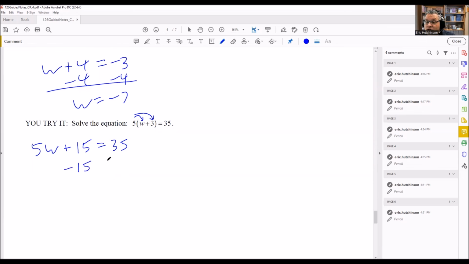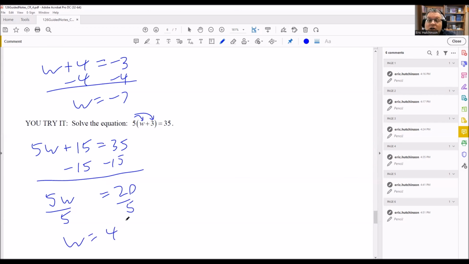Now I'm going to subtract 15 from both sides because I want to isolate and get the 5w by itself. I want that to go away and add up to a 0. That's why I'm doing the opposite operation here. 5w and then 35 minus 15 gives 20. Then we divide both sides by 5 and we get w equals 4. So you'll get the same answer on these, whether you do it the division method or if you do it by the distributive property. For these kinds of problems, you could do either method.